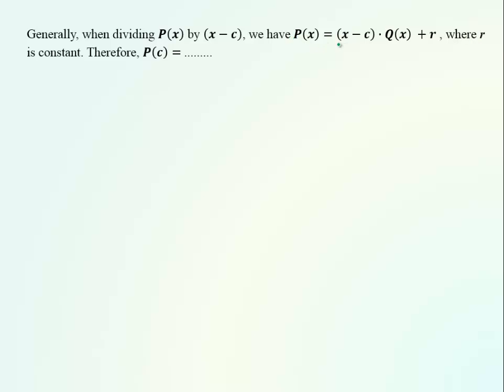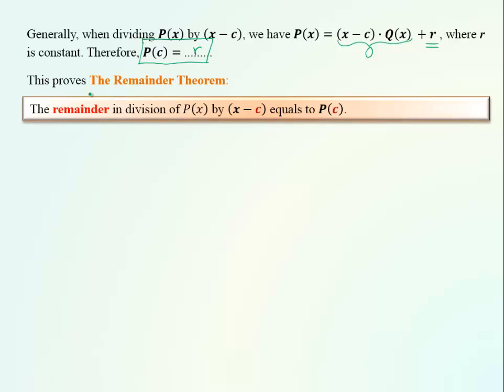So if we look at this equation, what can we say about the value of p of c? Well, if I plugged in c instead of x, then I really have c minus c. That means this becomes 0. Therefore, p of c will be equal to just r. And that's actually a very powerful observation. P of c equals the remainder. This is actually called the remainder theorem.